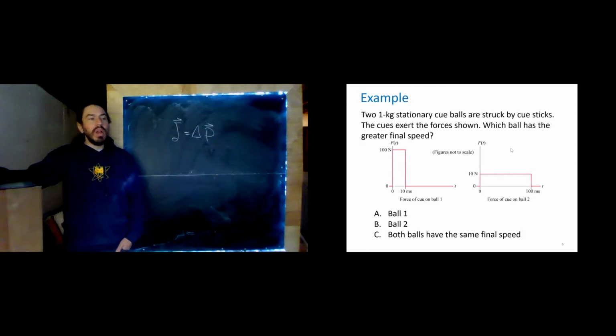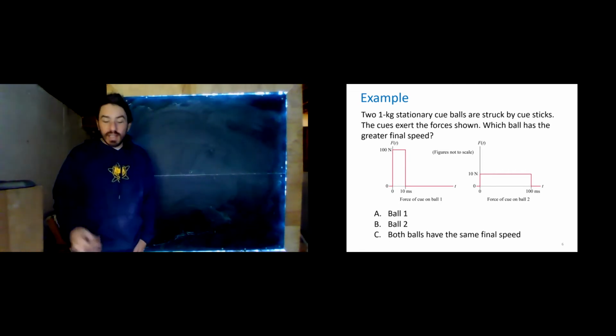Let's do a quick example. Two 1 kilogram stationary cue balls are struck by cue sticks. The cues exert the forces shown. Which ball has the greater final speed? Does ball 1 have the greater final speed? Does ball 2 have the greater final speed? Or do both balls have the same final speed? Why don't you pause the video, think about it, and I'll see you on the other side.